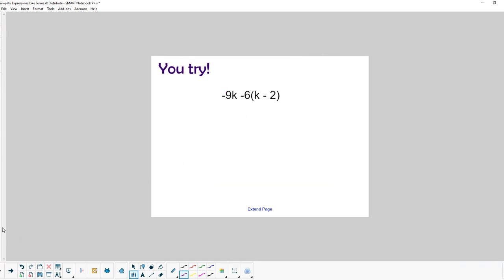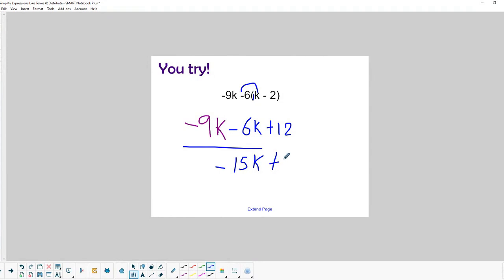All right, let's try one or two more. So we have negative 9k. Let's go ahead and write that down, just right off the top here. And I'm going to change colors. We got a negative 6 times k. So that's like saying negative 6 times 1k. So a negative 6k. And then negative 6 times negative 2 would be positive 12. So we do have two k terms there that we can combine, and that would be negative 15k. Okay, and then we add the 12 on the end, and that would be our simplification right there.